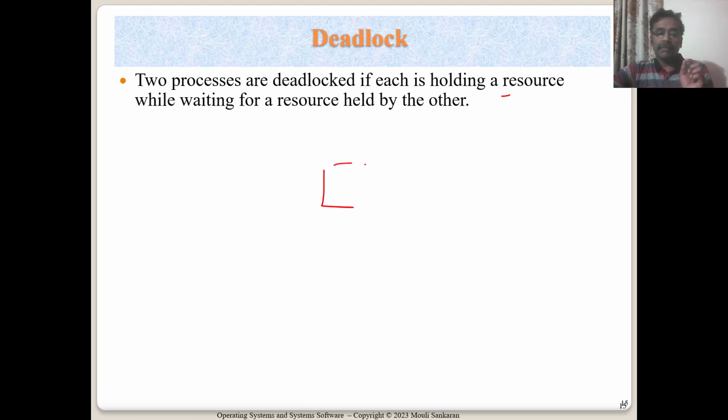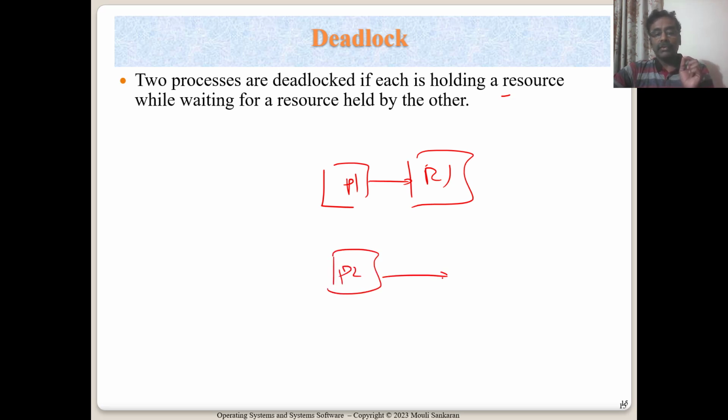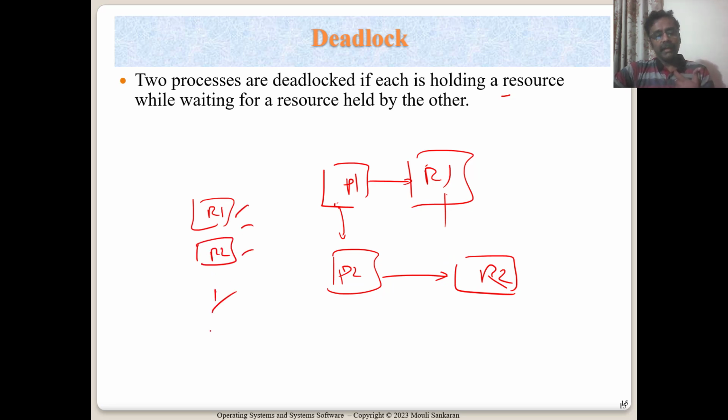Two processes are deadlocked if each is holding a resource. One process P1 is holding a resource, maybe R1, and another process P2 is holding a resource R2. P2 is holding it and waiting for R1 to be released. Similarly, P1 is waiting for R2 to be released. They will not release it unless the other resource is given to them, because they want it in one order. P1 wants R1 and R2 in that order, uses them, and releases R2 first and maybe R1 next. Whereas P2 wants R2 first and then R1 next.